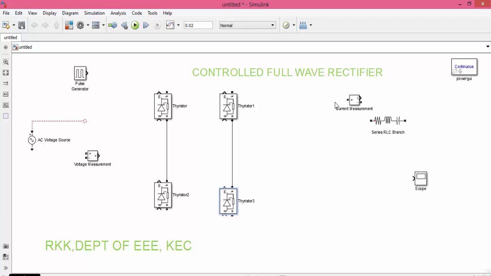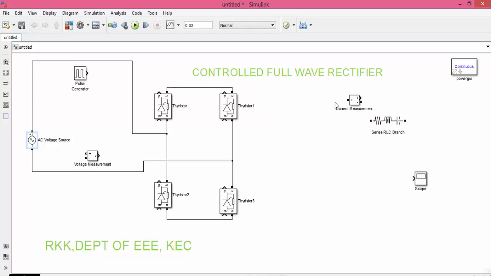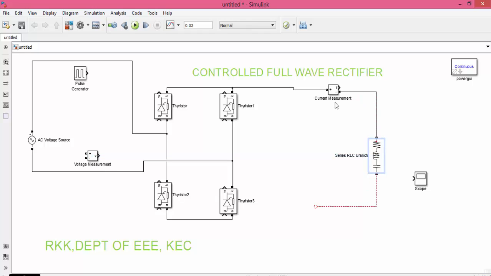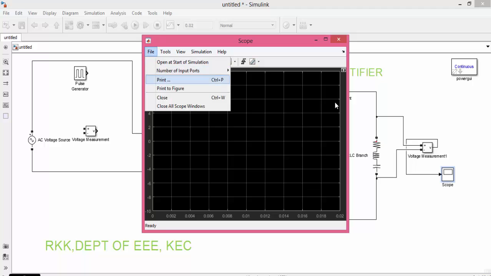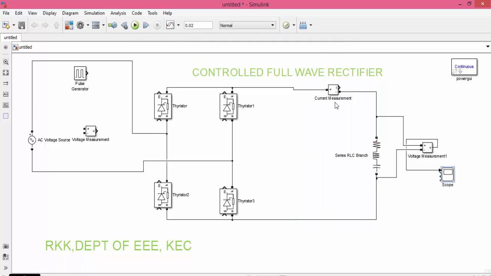Next, connect the positive of AC source to this thyristor, negative of the AC source to next leg, then connect K to K, here A to A, and from here to current measurement. As we need 2 voltage measurements, copy it and connect it across the rectifier. Change the number of inputs from 1 to 3. And next, connect the sources.